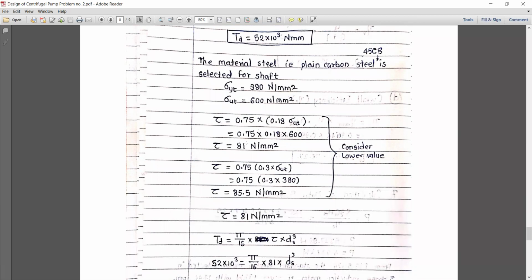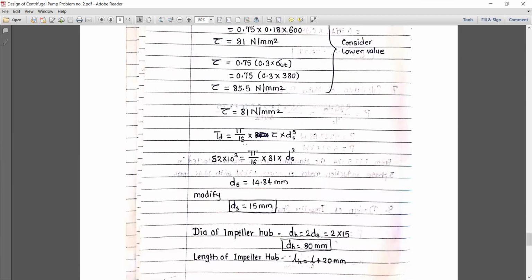Selecting the material, low plain carbon steel, that is 45C8, having sigma YT value 380 Newton per mm square. Sigma UT value is equal to 600 Newton per mm square. To calculate tau, we are using these two conditions. Whichever condition gives the lower value, we choose that value. So tau is equal to 0.75 multiplied by 0.18 times sigma UT, that is tau is equal to 81 Newton per mm square. For the second condition, tau is equal to 0.75 into 0.3 times sigma YT, which gives 85.5 Newton per mm square. The lower value from both, that is 81 Newton per mm square, is considered for further calculation.